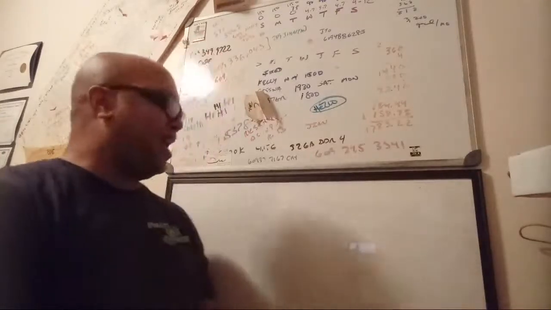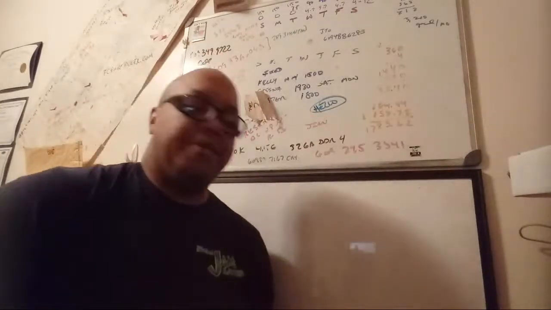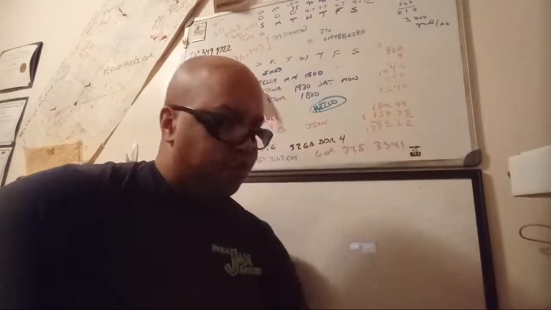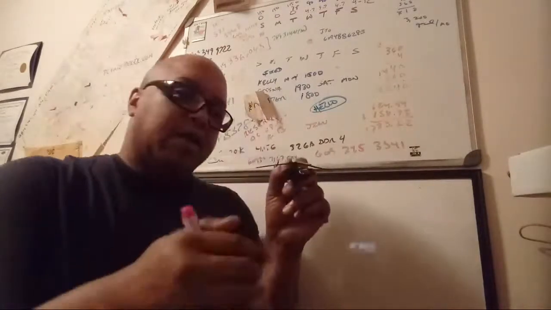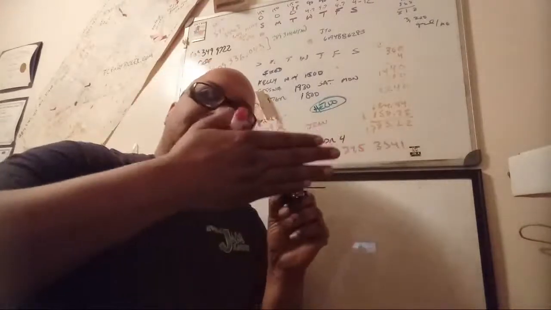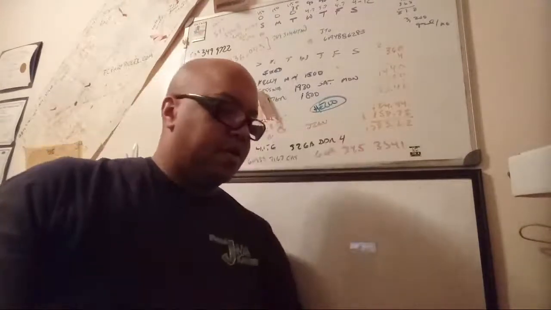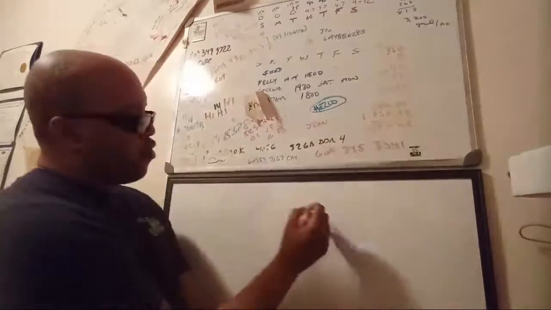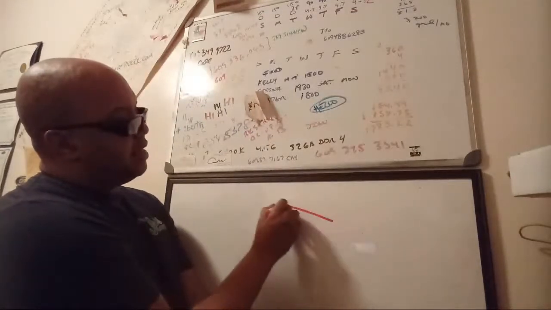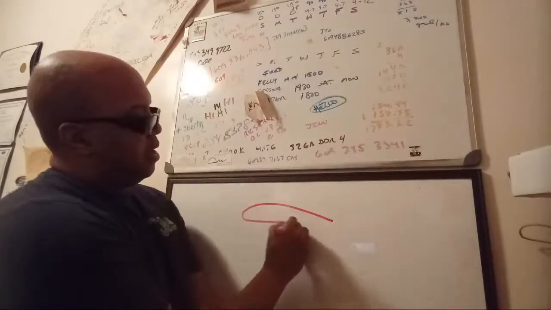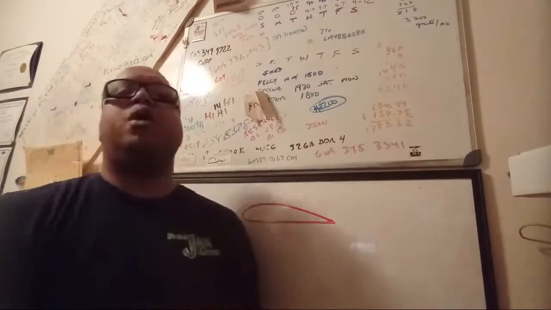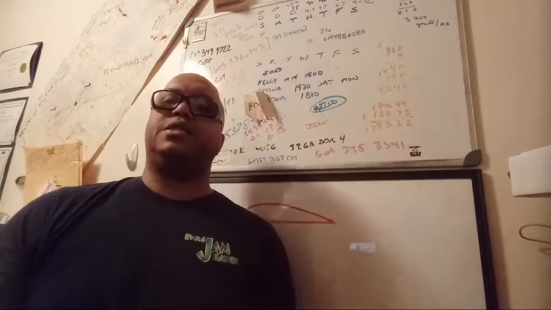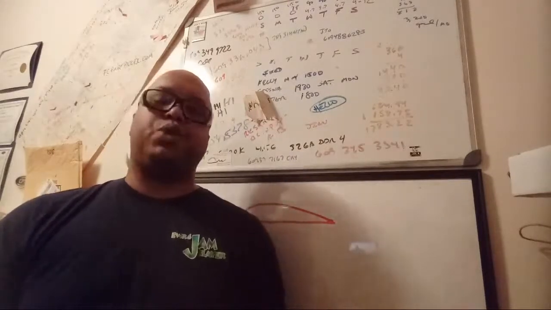Now you asked about the chord line. If we took a rotor blade and we sliced it, you would have a cross section that might look like this. Right. Okay, I can understand that. So we have what we call an airfoil. That's what this is. An airfoil is any device that's used to produce lift.